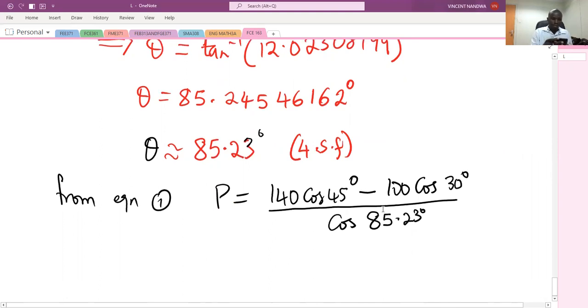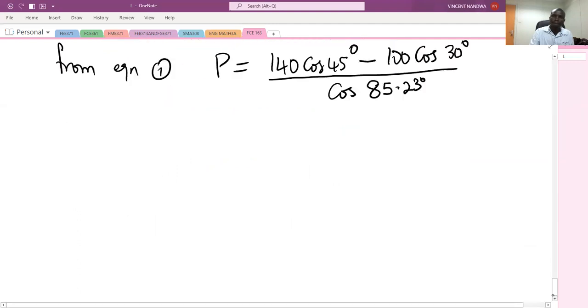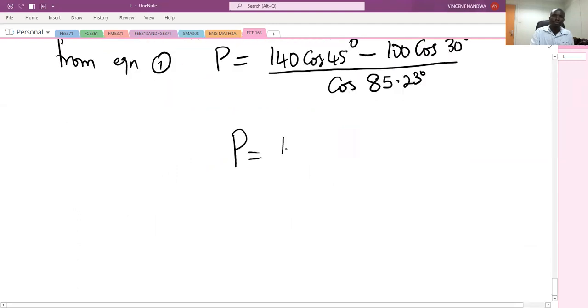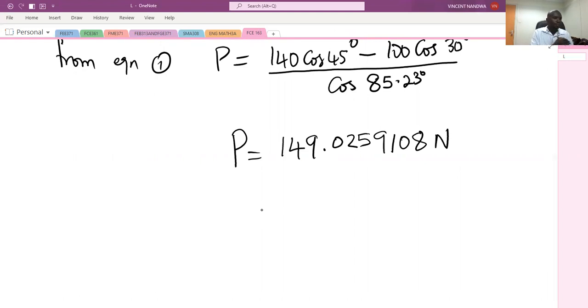So when you work this out, 140 cosine of 45 minus 100 cosine of 30, divided by cosine of 85.23, I get P to be 149.0259108 newtons. So that is what we get as our solution for that given problem. Thank you.